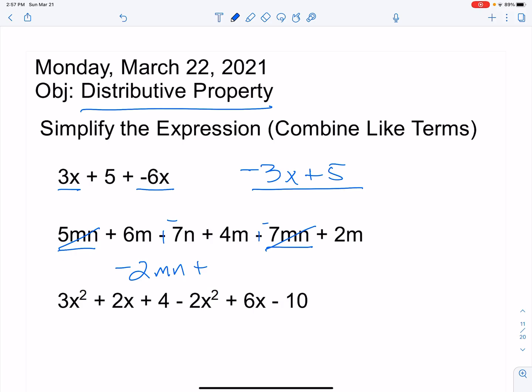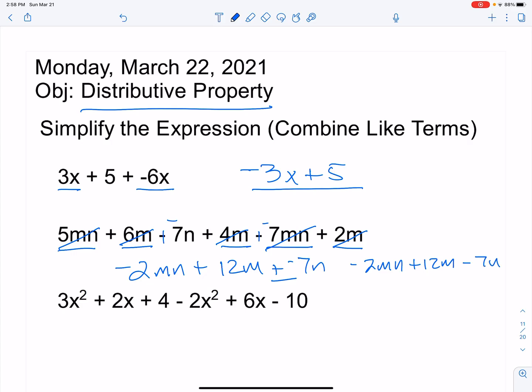So now I look for the next piece. Here I've got some m's, and I've got some m's, and I've got some more m's. So I add all the m's together. So 6m and 4m make 10, plus 2 more make 12m. So now all my m's are gone, and now I have one n left, so plus negative 7n. Now, the only other way that we could write this would be negative 2mn plus 12m, and then this plus negative, we could turn that into a minus 7n if we wanted to.